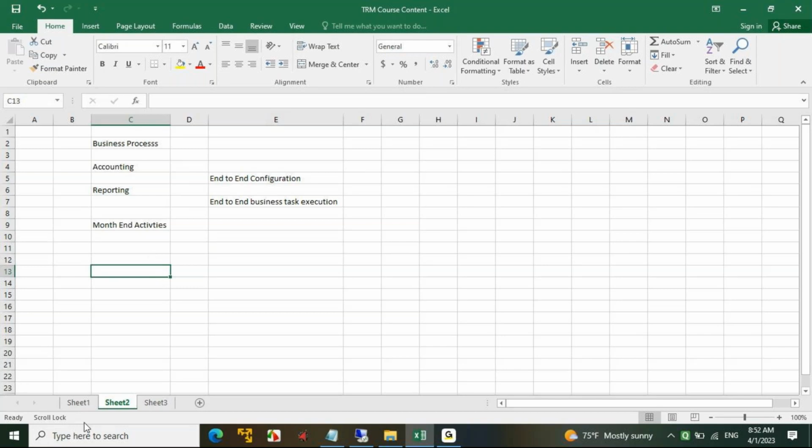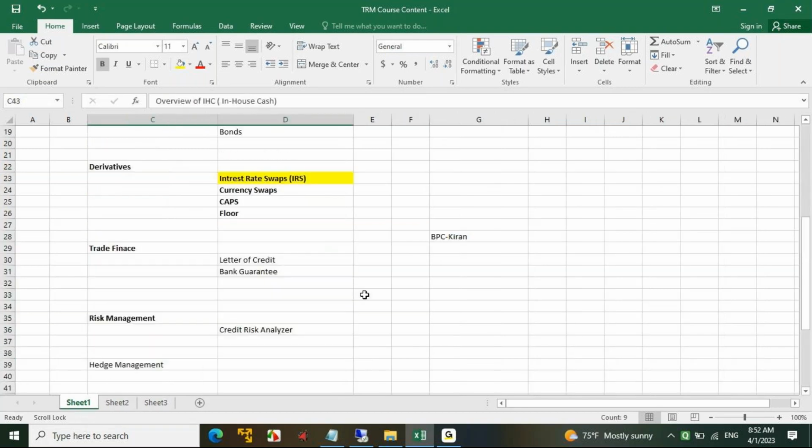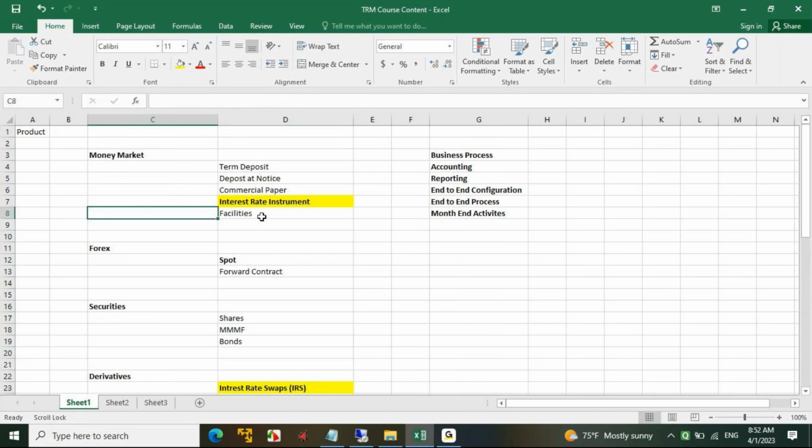Okay. Now, what are the course contents? This is the course content. I hope you all can see my screen, right? We'll start with the money market products. In the money market, these are the product types we're going to discuss: term deposit, deposit at notice, commercial paper, and interest rate instruments. Under interest rate instruments, we'll discuss both fixed interest rate instruments as well as variable rate of interest, right?